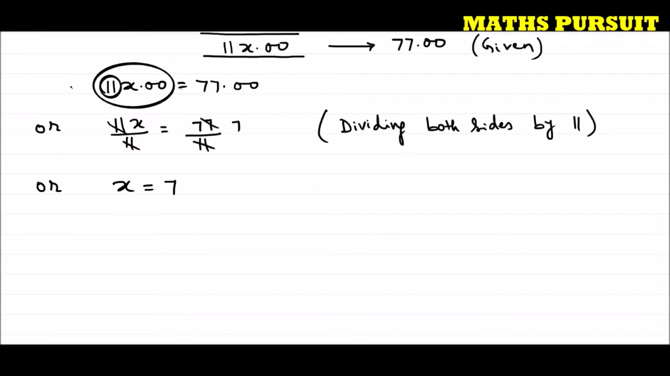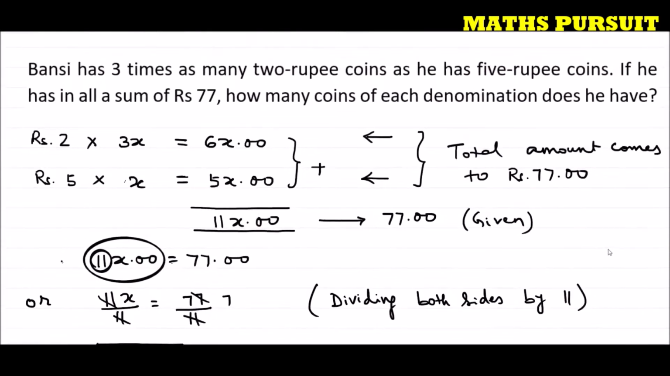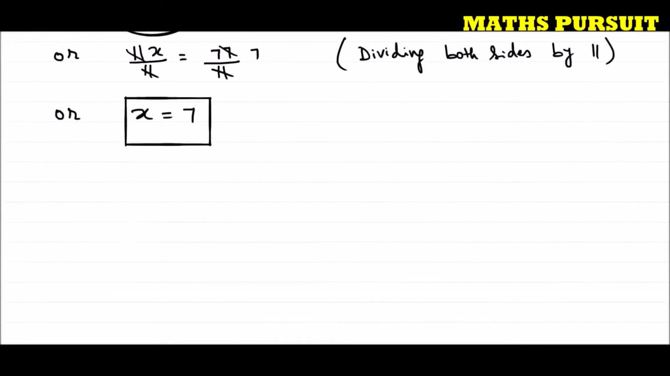Now guys, if you remember we got x is equal to 7. Let us keep this thing in mind. Now let us look to the top where we started. What we considered? We considered the number of 2 rupee coins Bansi is having as 3x and the number of 5 rupee coins Bansi is having as x. So let us put these values, let us replace the x with 7.